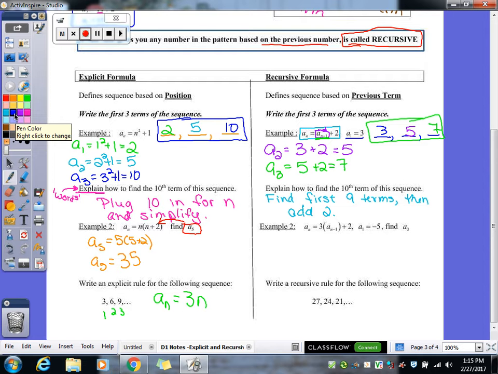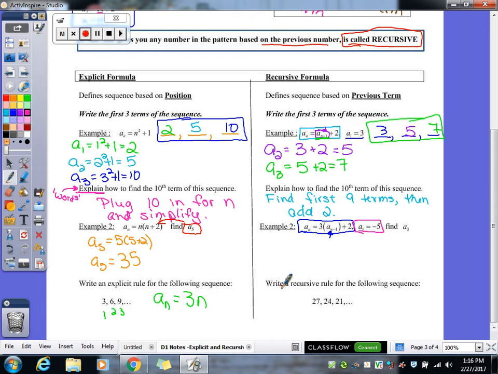So now example 2, we're given a different recursive formula. Again, a couple of things that hint to you that you have a recursive formula is that notation right there where you have the a sub n minus 1. As soon as you see that notation, you need to think to yourself, okay, I have a recursive formula here. Your other hint it's recursive is the fact that they tell you what your first term is. They always have to give you your first term because you can't find anything out without knowing at least that.